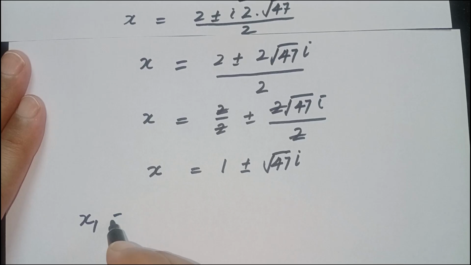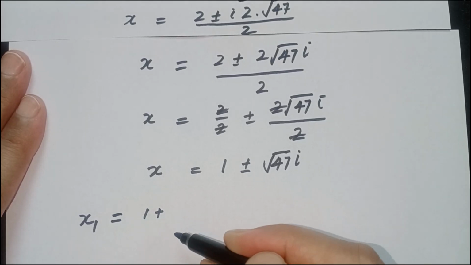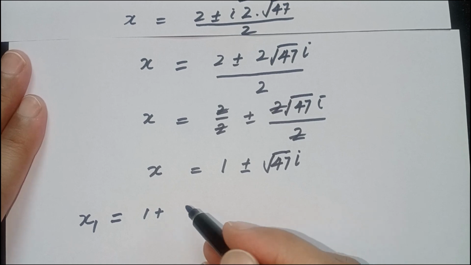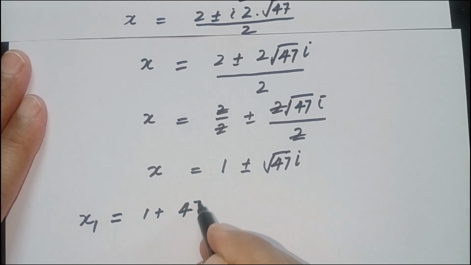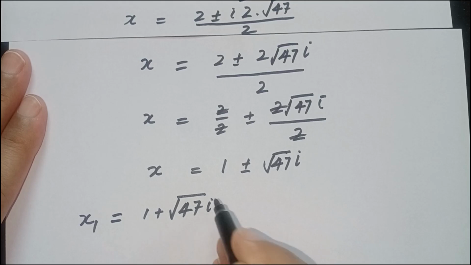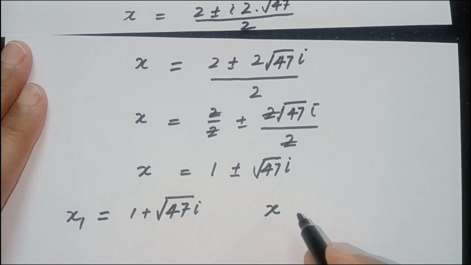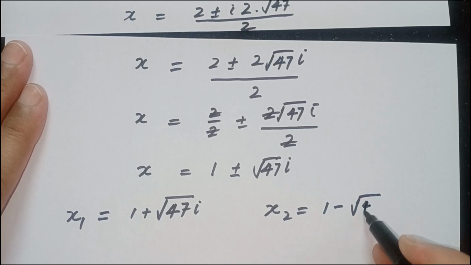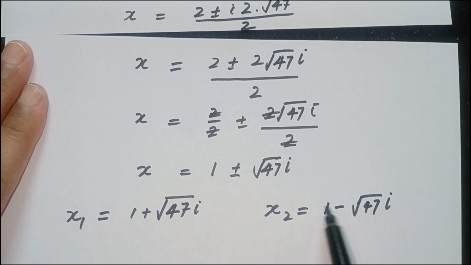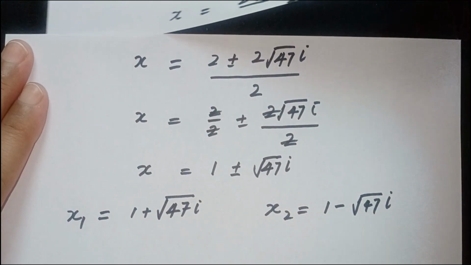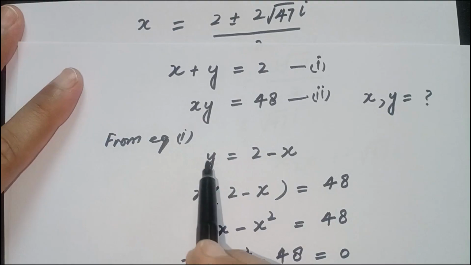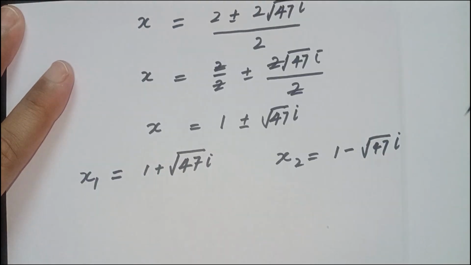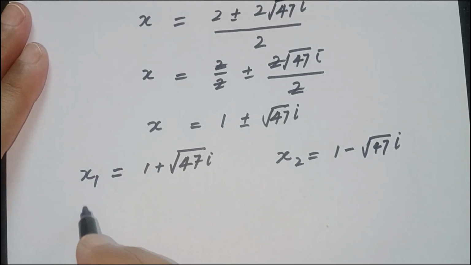So from here we have two values. x1 is equal to 1 plus square root 47 times i, and x2 is 1 minus square root 47 times i. Once we wrote it with the plus sign, and the second time wrote it with the negative sign. So we will use this equation to find out the value of y now by using these values of x.